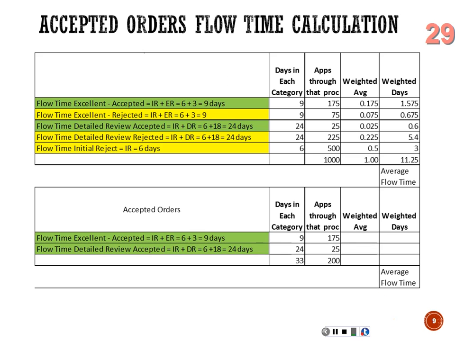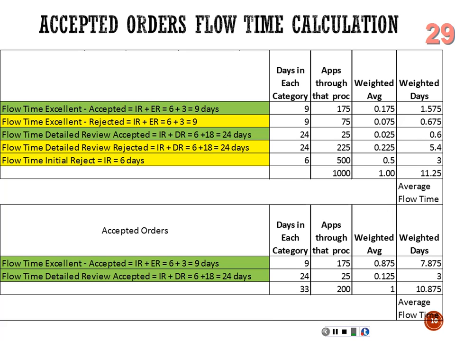And basically, we run that same process where we say 175 divided by 200 is 87.5% of the orders. 25 divided by 200 is 12.5% of the orders. And then I calculate my weighted average days, right? And I calculate my weighted average days for excellent and accepted and then detailed review and accepted. Okay? All right.